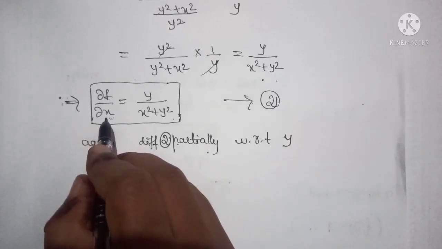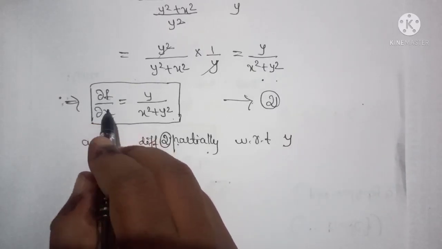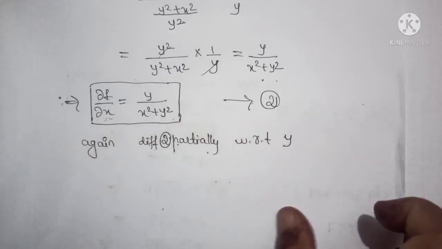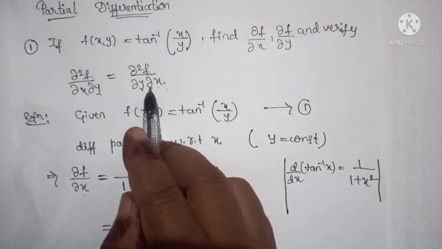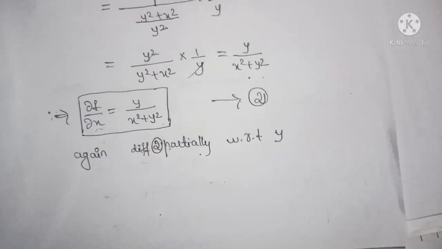If I differentiate with respect to x, we get ∂²f/∂x², but in the verification we need this one, therefore we have to differentiate partially with respect to y.